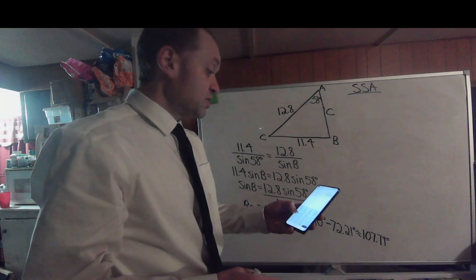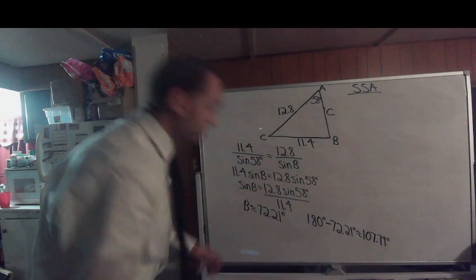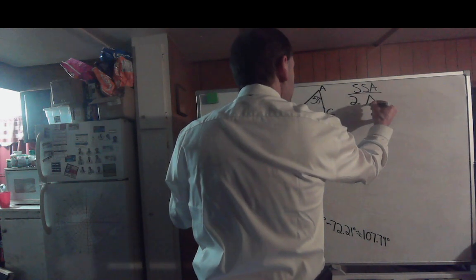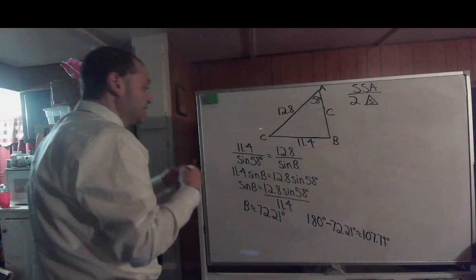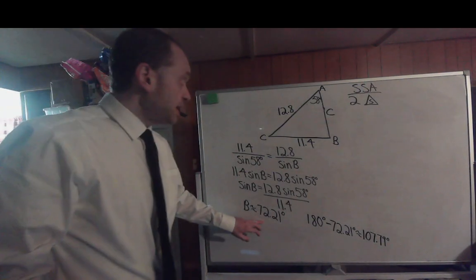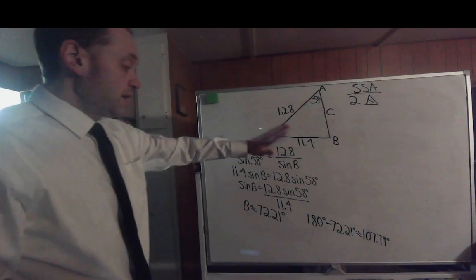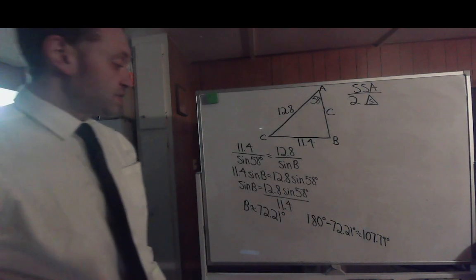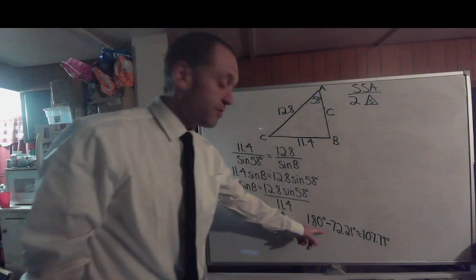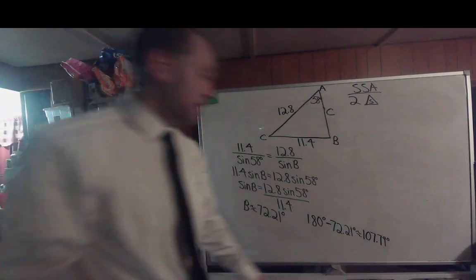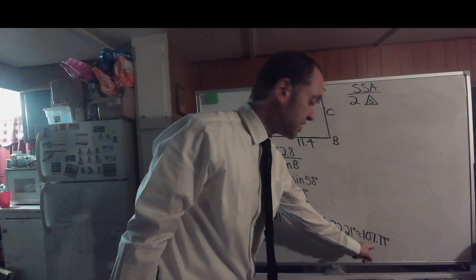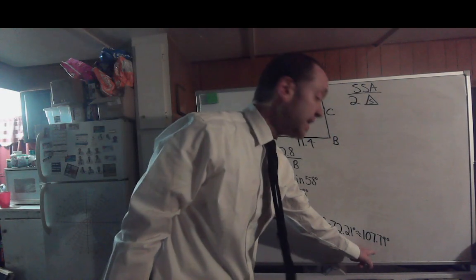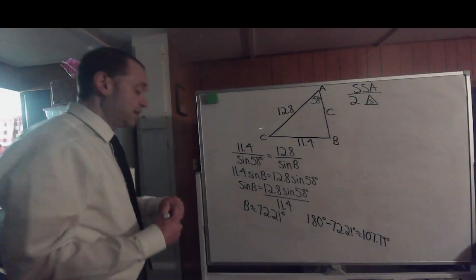So actually, this is a two-triangle solution. There will actually be two triangles in this case, because angle B and 58 get nowhere near 180, let alone exceed it. And then if you take that 72.21 away from 180 to get your second quadrant angle, you take that 107.79, add that to 58, you still don't exceed 180. So that's how you have two possible angles.